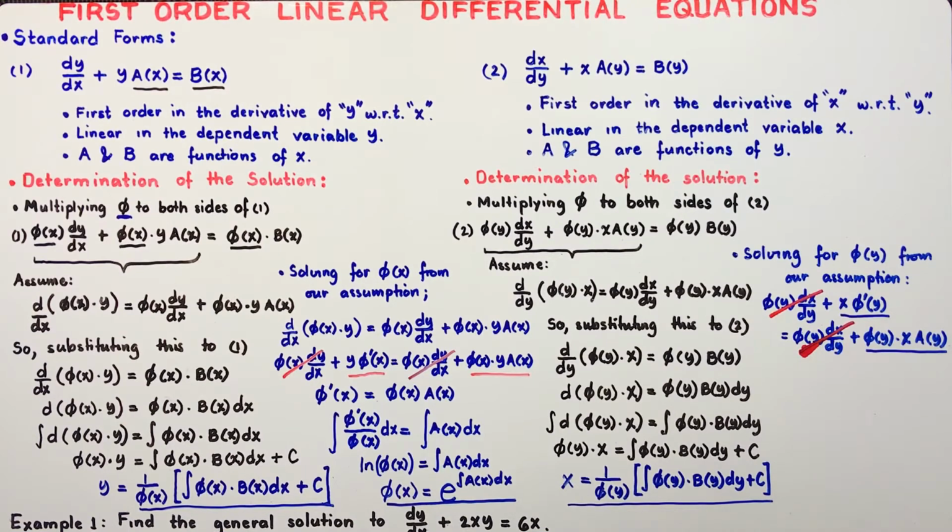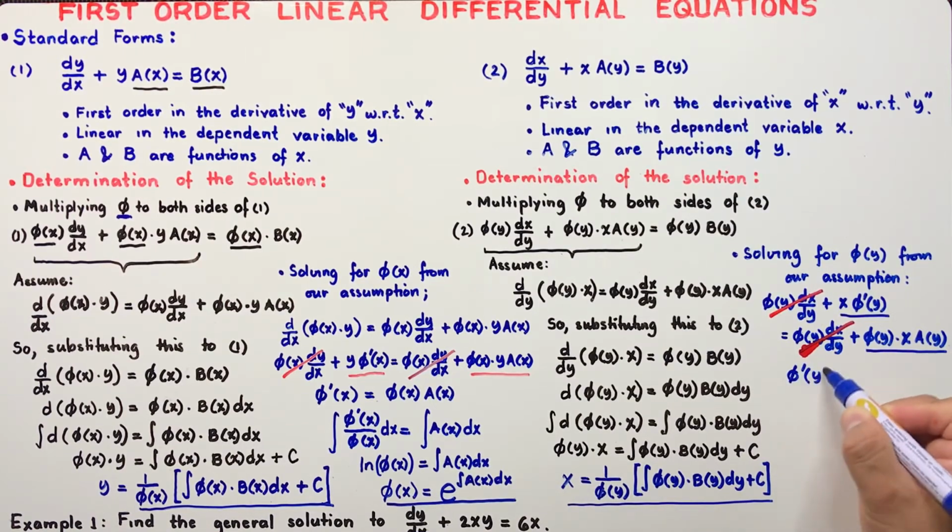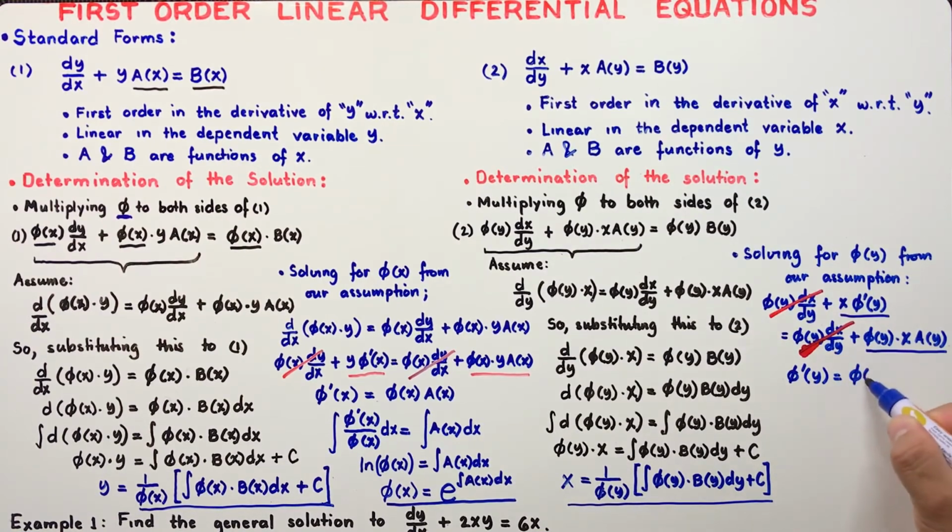But we notice that the two terms have a common factor of x, so we may divide both sides of the equation by x, so that what remains on the left is phi prime of y, which is equal to the right hand side, which is phi of y times a of y. And the goal is to solve for phi of y.